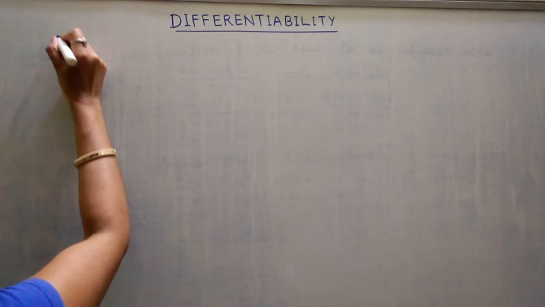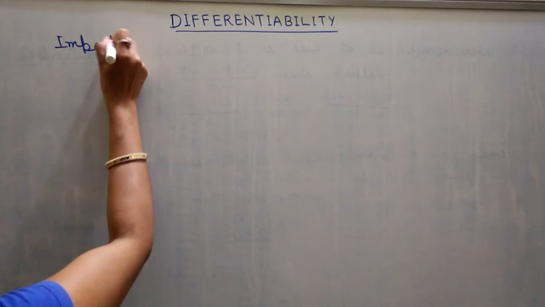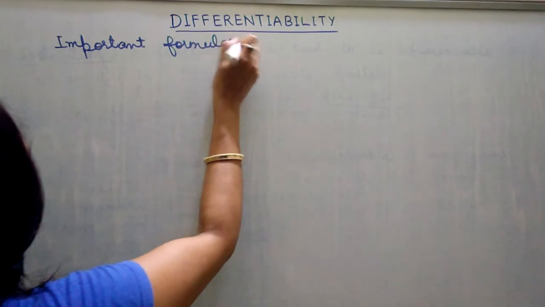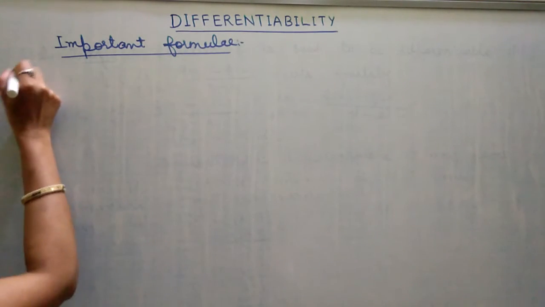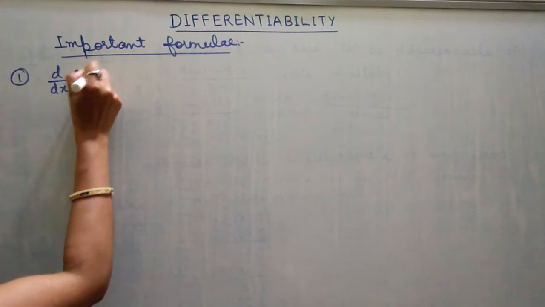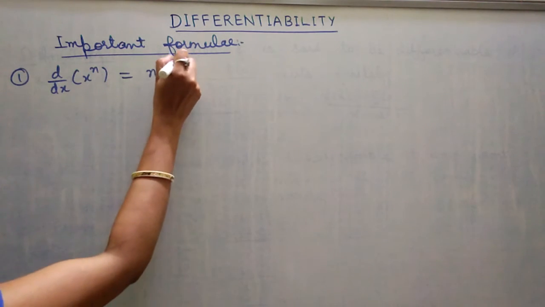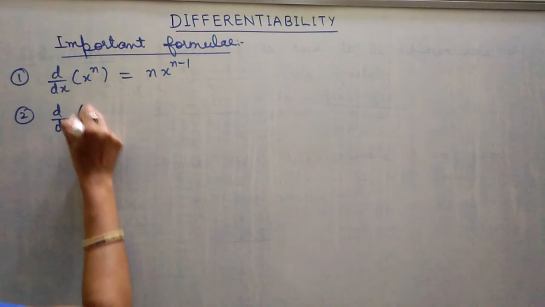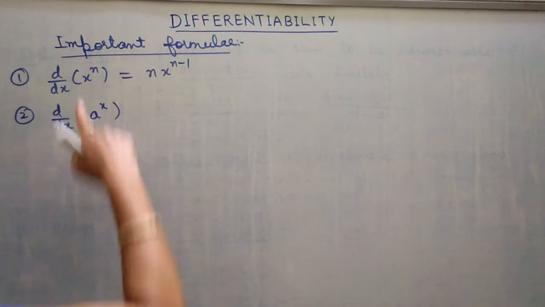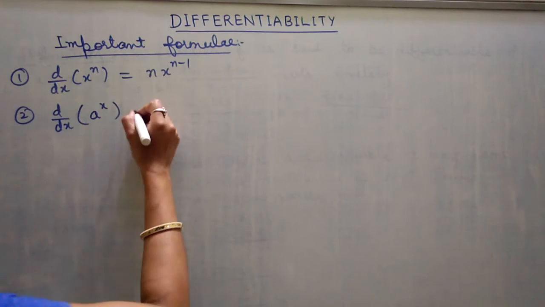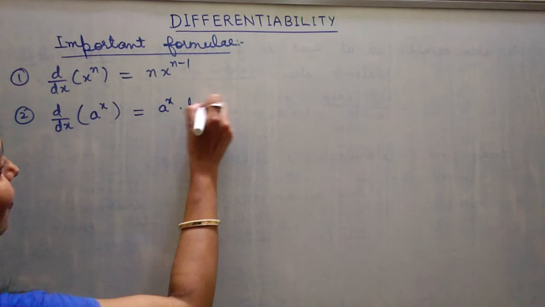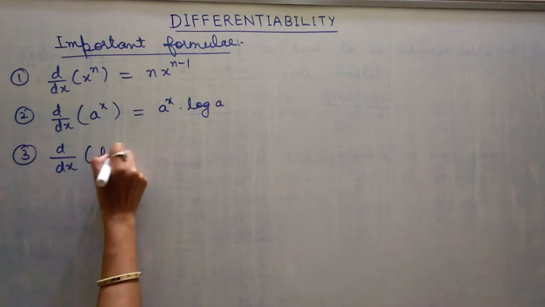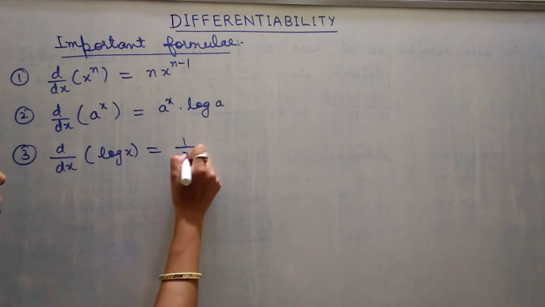Important formulae. The first is the derivative of x raised to power n, that is n x raised to power n minus 1. The second is the derivative of a raised to power x, where a is a constant, that is a raised to power x times log a. Third is the derivative of log x, that is 1 upon x.